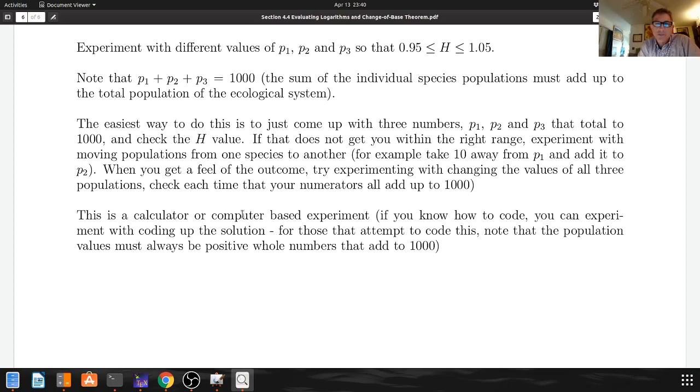And if you attempt to code this, you have to add in your code, because I have a feeling your code is going to be going through all these different values of populations. The population values P1, P2, and P3 always have to add up to 1,000.